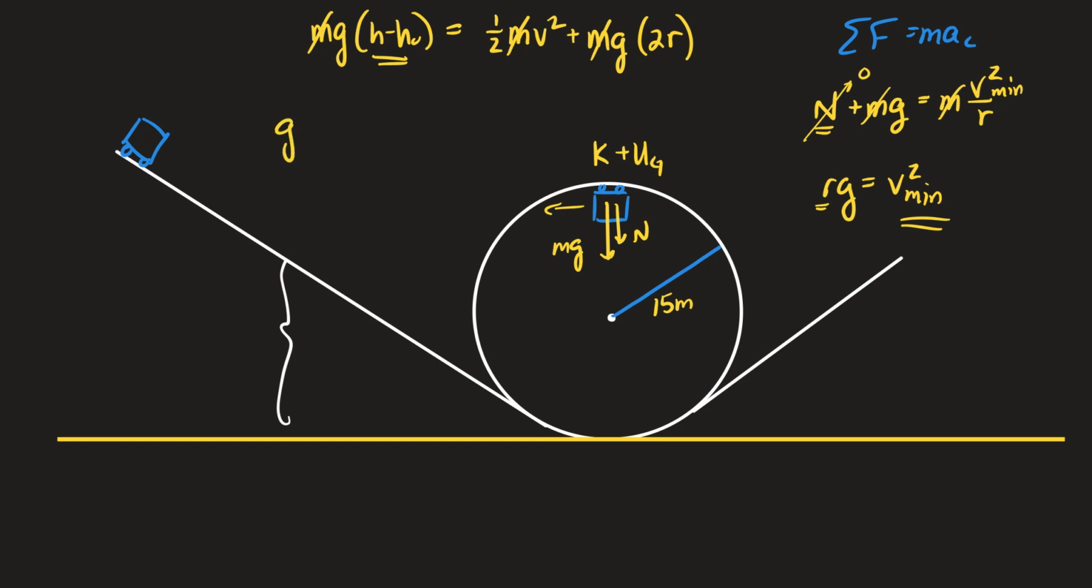So I'll get g (h minus h naught) equals 1/2 rg plus 2 rg. Any question about where I got any of that? Are you sure? Make sure you're paying attention. If tomorrow you walk in and I say prepare for a quiz, are you going to be okay?